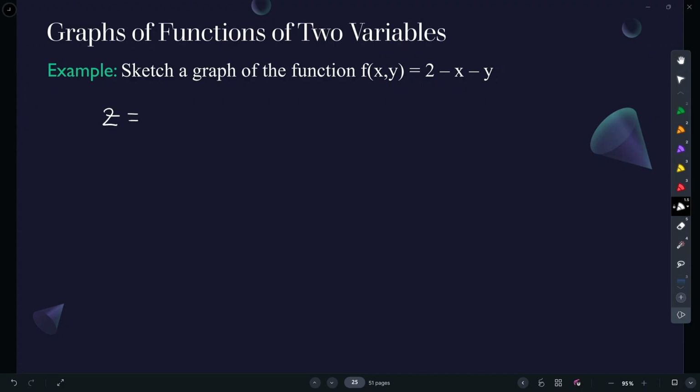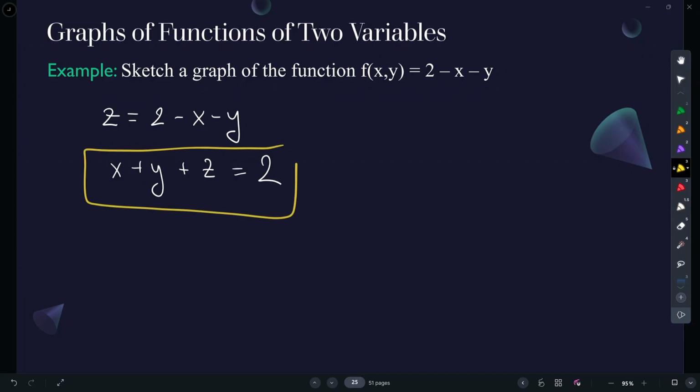I write z equals 2 minus x minus y, and then try to see if I can identify this equation with the equation of a surface I know. If I bring everything to the left-hand side, I get x plus y plus z equals 2. Do you recognize that equation? It is not a sphere. It's a plane.